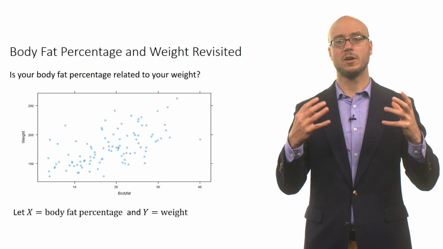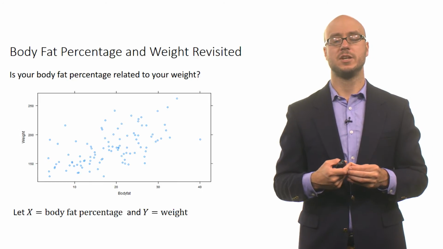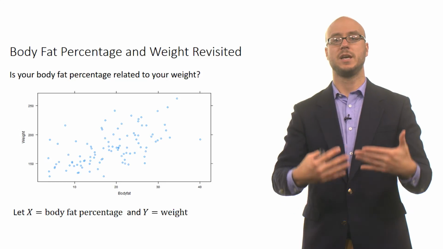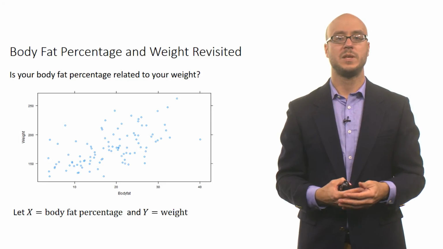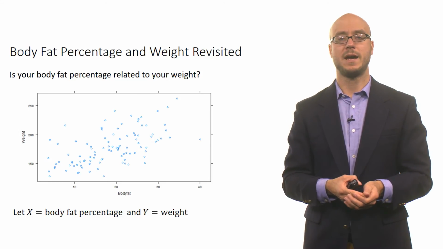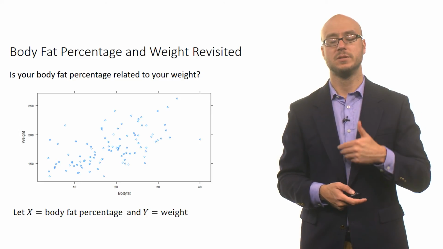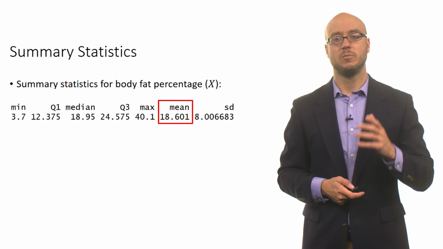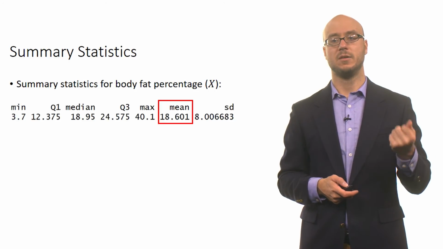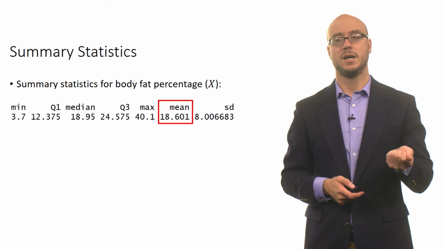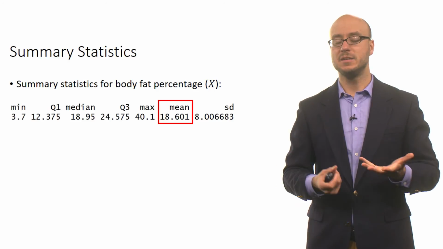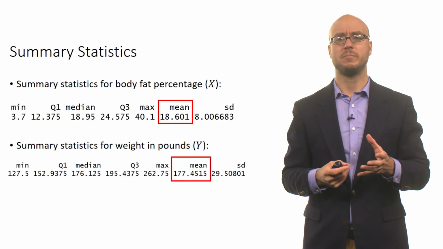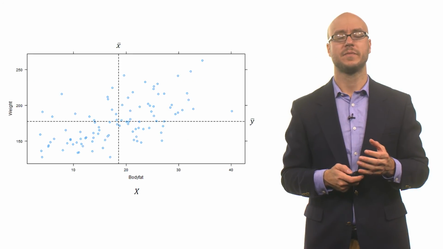So let's look at our data set of body fat percentage and weight. This is again a set of individuals, and we have people's body weight in pounds and their body fat percentage. If we look at our summary statistics again, we can see that we have a mean of x, which is 18.6. So the average body fat percentage is 18.6% in this data set. And then we have weight in pounds. The average weight in pounds is about 177.